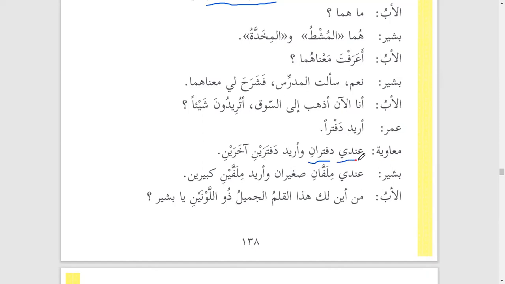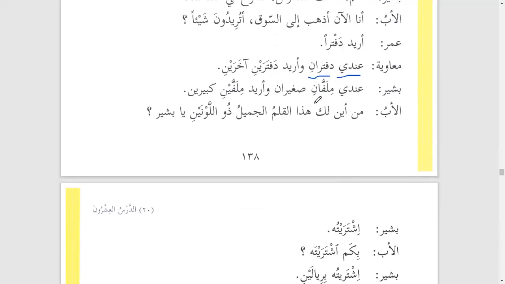So here عندي is خبر مقدم and دفتران is مبتدأ مؤخر, right? And we know that مبتدأ is always مرفوع. So that's why it is دفتران. عندي دفتران. I have, this is جملة اسمية, and this is جملة فعلية. وأريد دفترين آخرين, and I want 2 other or 2 more notebooks. So أريد is fa'il plus fi'l, and then دفترين آخرين is مفعول به.